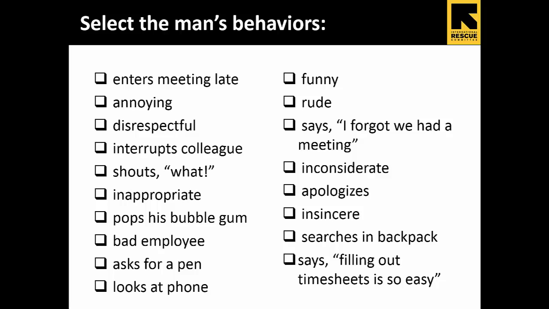Let's look at the correct answers. All of the items with a check mark are observable behaviors, things the man said or did. The other items on the list are not behaviors, they're judgments. For example, annoying is not something the man said or did. It's your judgment of how he is acting.